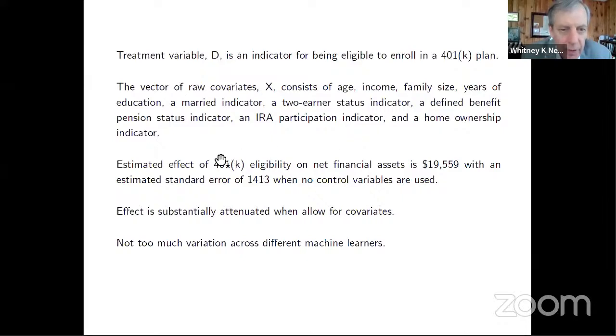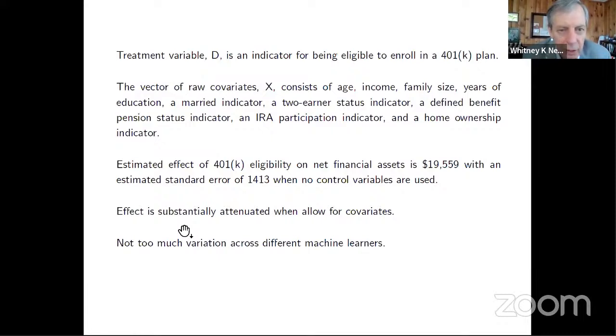So it turns out this matters. Putting in these covariates matters for the estimated effect of 401k eligibility on net financial assets. That's the outcome variable. We want to see how it affects savings. If you have a 401k, the estimated effect is $19,559 with an estimated standard error of 1413 when no control variables are used. And the effect is substantially attenuated when we allow for covariates.